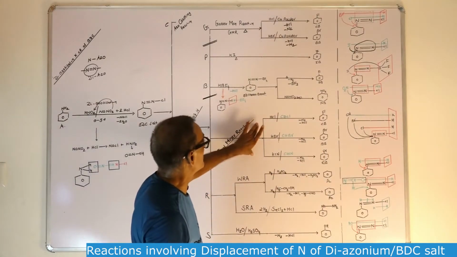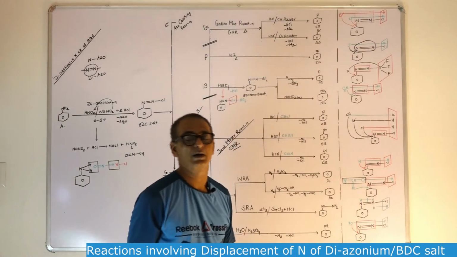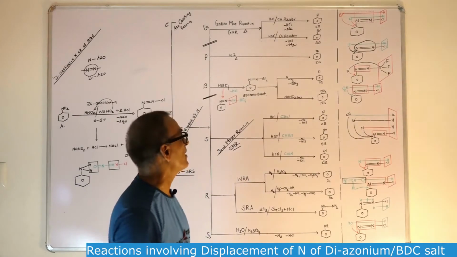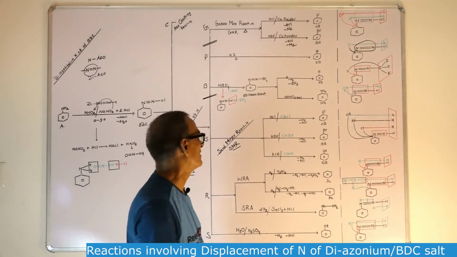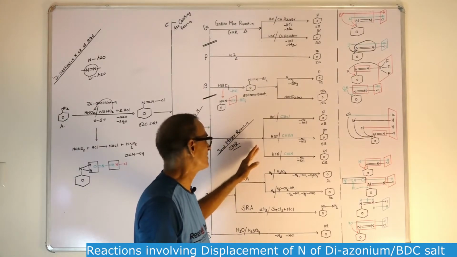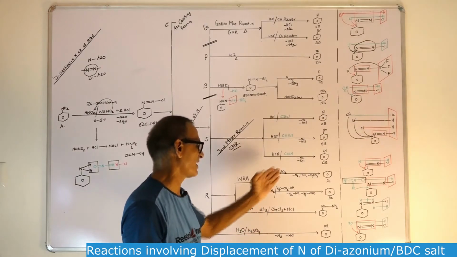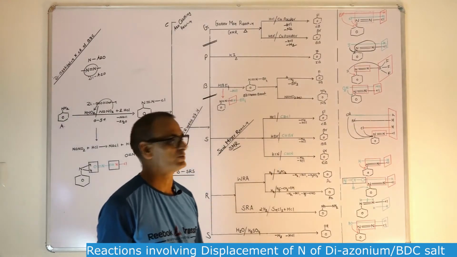During both reactions, the catalyst is quite different. During the Gattermann reaction, copper powder is to be used as a catalyst, whereas during the Sandmeyer reaction, cuprous chloride, cuprous bromide, cuprous cyanide, this type of catalysts are used.